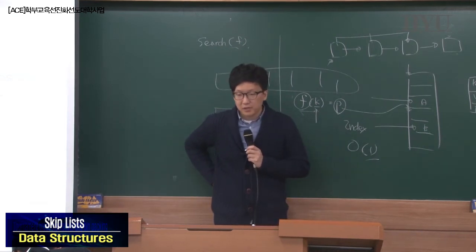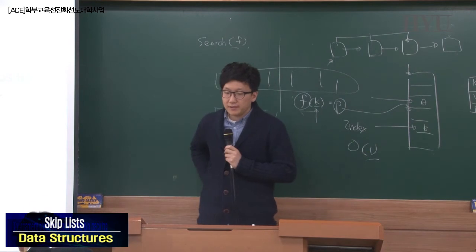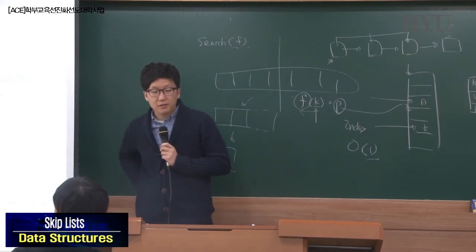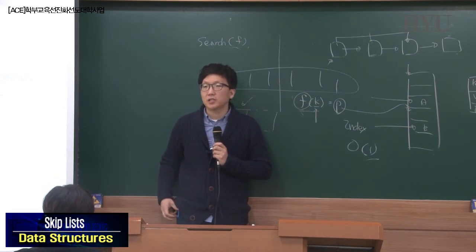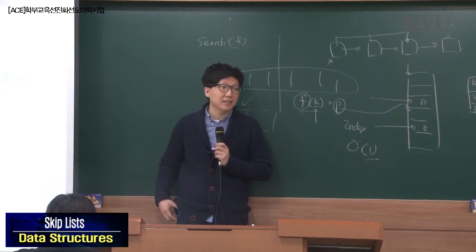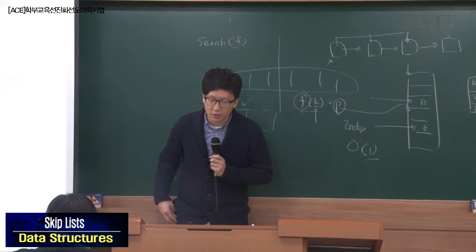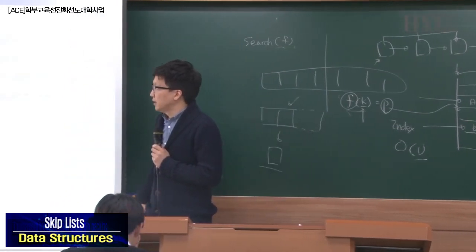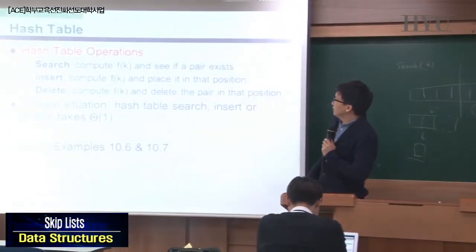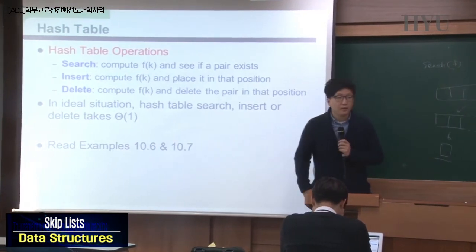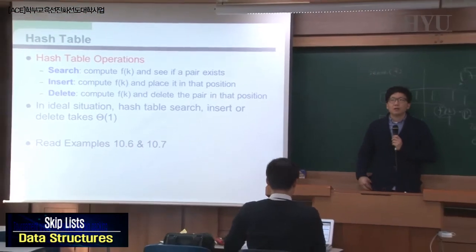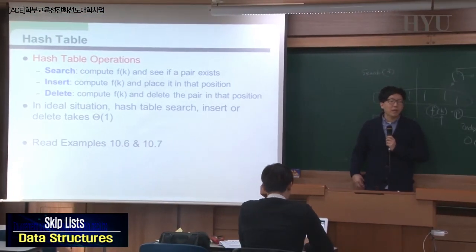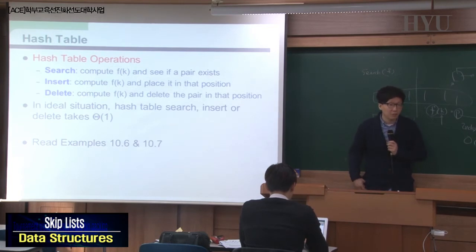Hash table operations: search, compute Fk and C, and check whether a pair exists. So I give you some keys and I put them into my hash function, and check whether the value I got exists in my hash table. Insert: compute Fk and place the pair in that position. I try to add new elements to the hash table, so with that value I come up with my own hash key and find out where to store it. Then that's my addition part.